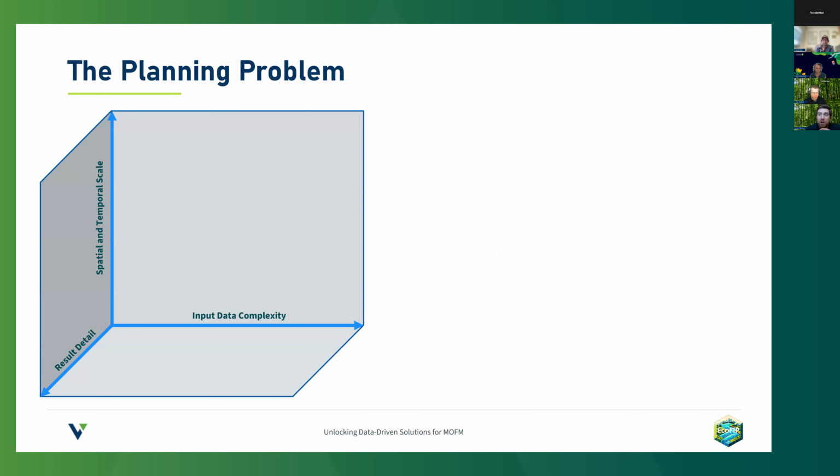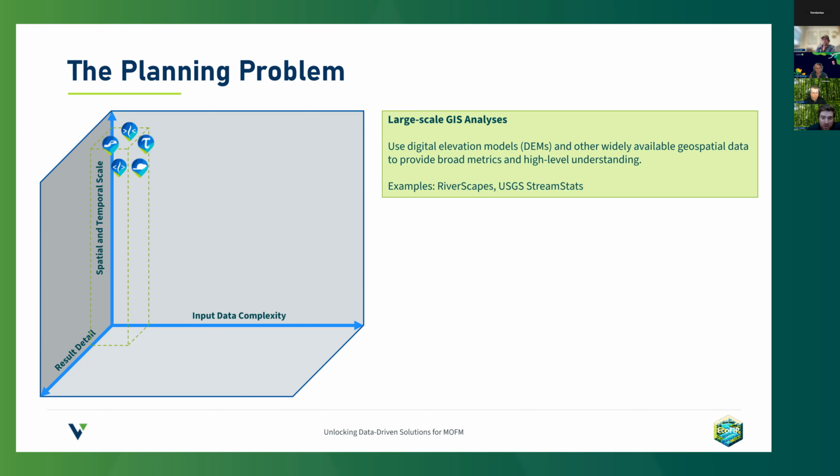But that brings us to another problem, and that brings in the planning problem ultimately. We have a lot of tools out there to help us identify where we might want to do multi-objective floodplain restoration and management, but there are historically gaps in actually trying to get there. There's one suite of tools that I think of as these large-scale GIS tools. These use digital elevation models and other widely available GIS data to provide broad metrics and a high-level understanding about where our priority watersheds might be, and what types of issues we might be facing, whether it's loss of biodiversity, nutrient contamination, flood risk, and other things.